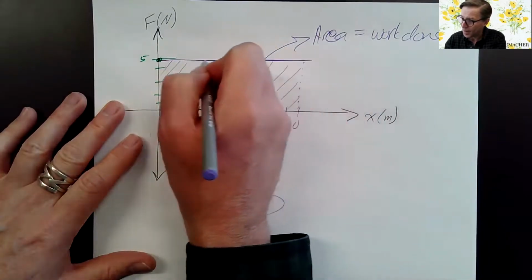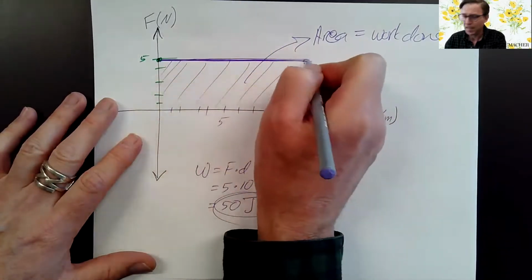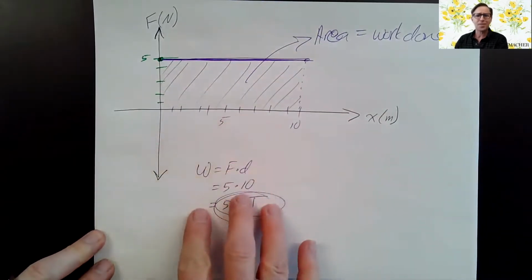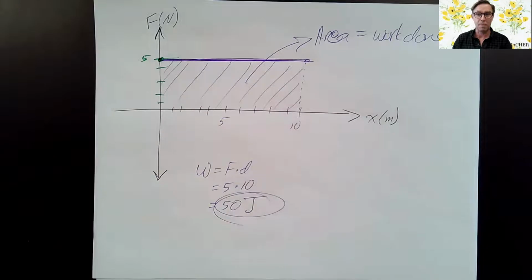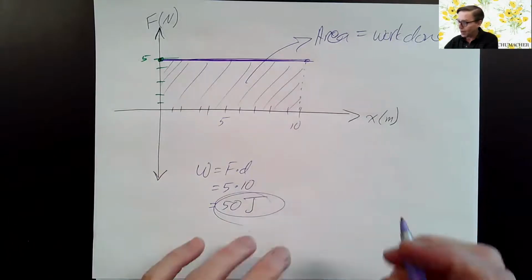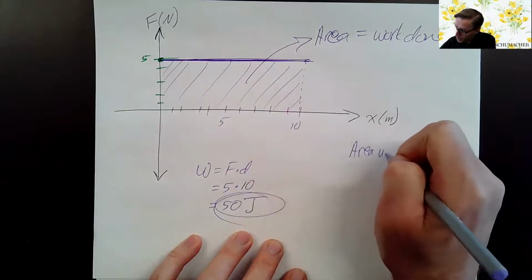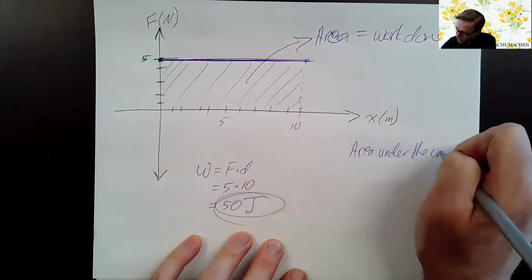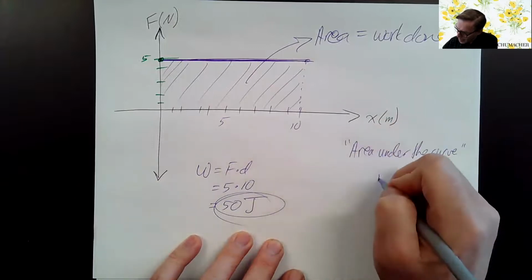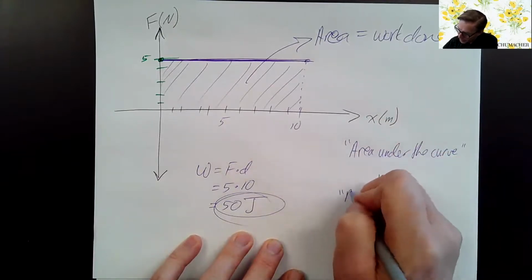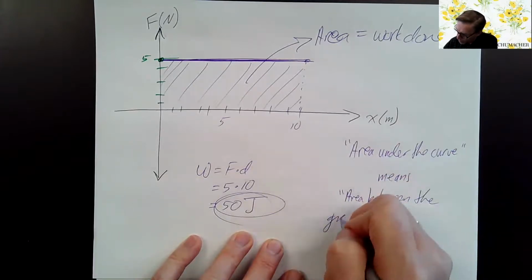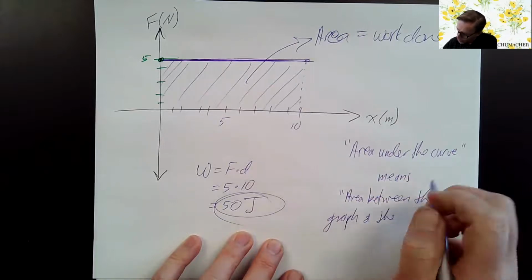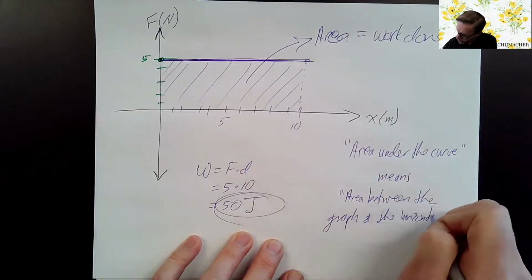Now we call this the area under the curve. This is not really a curve, it's a segment. And then under, well, isn't this also under it? Well, yes. So I just want to make it clear. The phrase that we use in math and science for what I've just drawn here is area under the curve. What does area under the curve mean? Area under the curve means area between the graph and the horizontal axis.